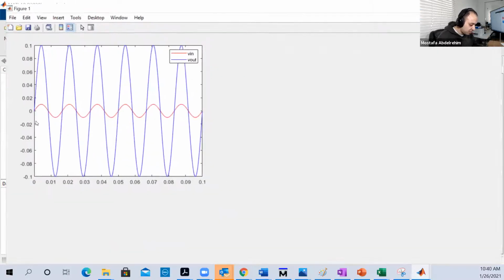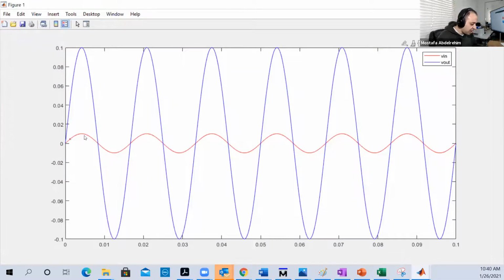So look, guys. If we assume the input is just a sine wave like this, which is the red one, look at the output. It's also a sine wave, but it's amplified. In the beginning the maximum here is, I think, 0.01, and now the maximum is 0.1. Look, 0.1. So the amplification is 10 times.